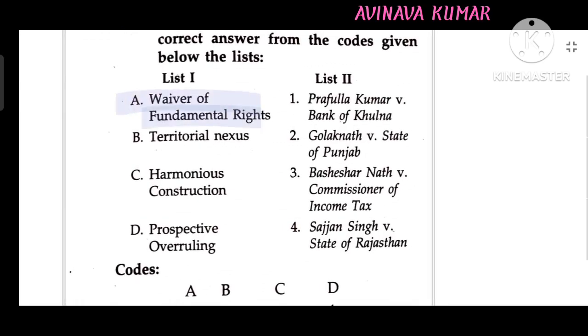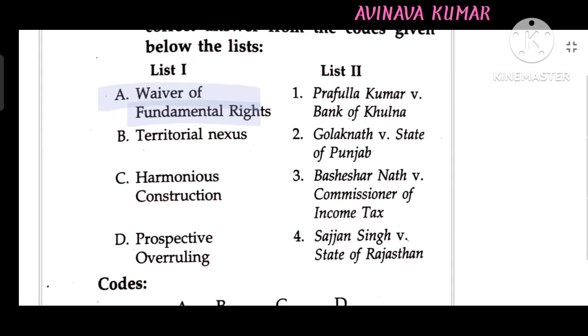Waiver of fundamental right, Bashir Nath versus Commissioner of Income Tax. Territorial nexus, Praful Kumar versus Bank of Khulana. Harmonious construction, Sajjan Singh versus State of Rajasthan. Prospective overruling, Gorakhnath versus State of Punjab.